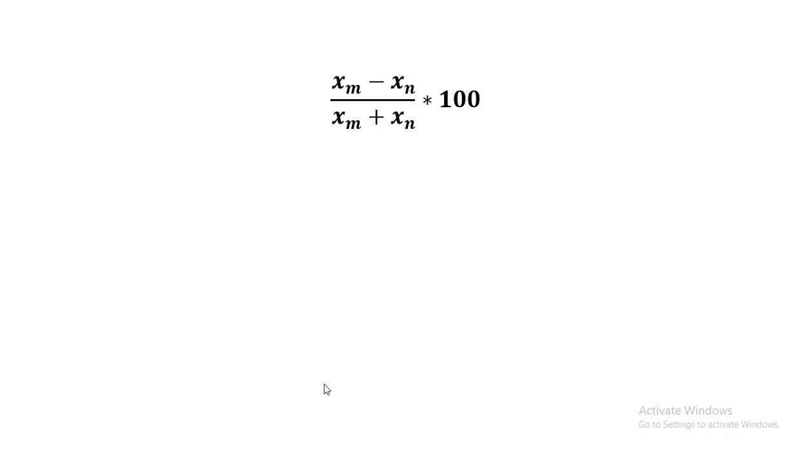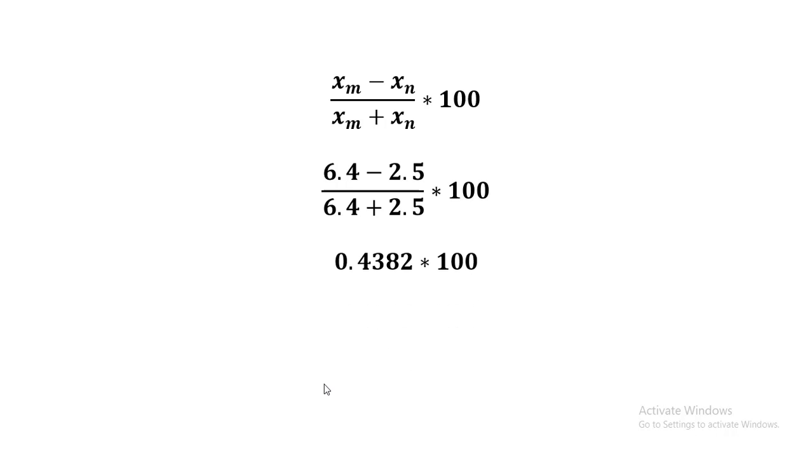The next step is to substitute these values into the formula. 6.4 minus 2.5 divided by 6.4 plus 2.5, multiplied by 100, which equals 0.4382 multiplied by 100, and it gives me the answer: coefficient of range is 43.820%.